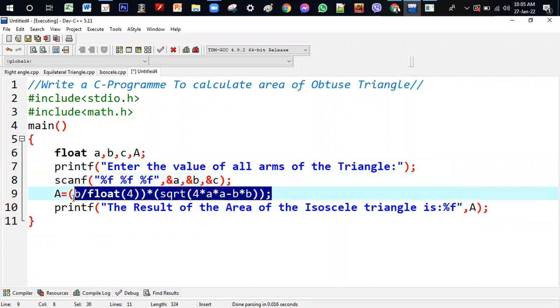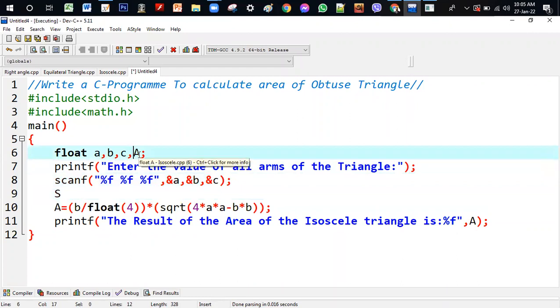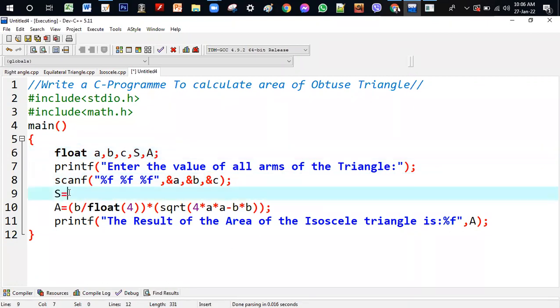Now we have to calculate the half perimeter. So what is half perimeter? Half perimeter S is equal to, so we have to declare S as a floating type variable, right? So S is the capital letter, S is the half perimeter, so S is equal to A plus B plus C divided by 2, A plus B plus C slash 2. Now semicolon, float, declare here float S.